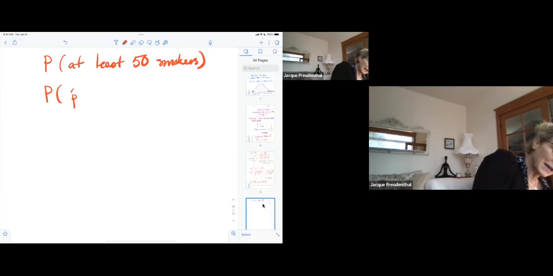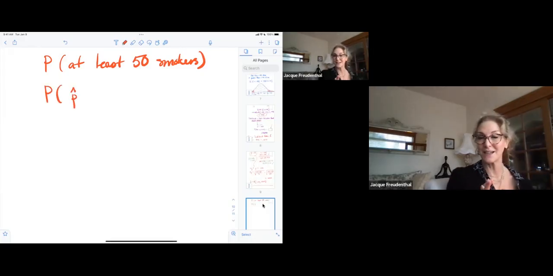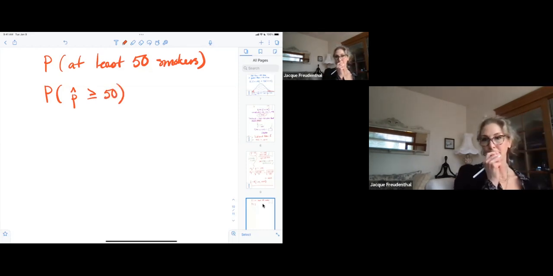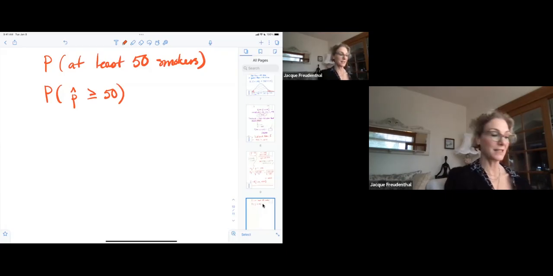So p hat is my variable. No, I'm not working with x anymore. I'm not working with x bar. It's not a sample mean, it's a sample proportion. At least means greater than or equal to 50. So we're translating our words into symbols that are statistical symbols that are mathematically correct.